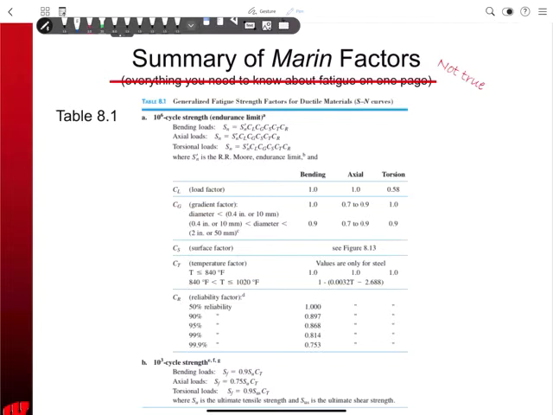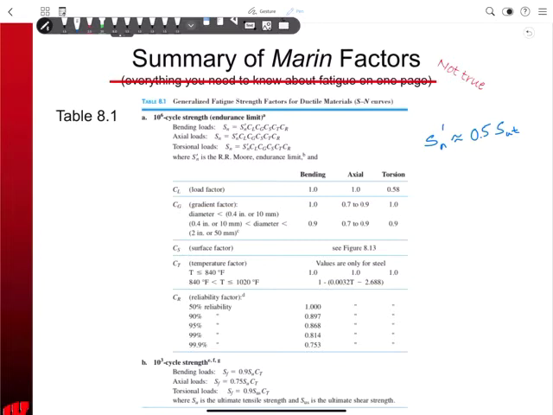Everything you need to know about fatigue on one page? Well, not really. It was supposed to be funny when I typed it, but now it's really not that funny. Basically, a good place to start with endurance strength: S_N prime for most steels is about equal to 0.5 times the ultimate tensile strength. Right, so half the ultimate tensile strength is S_N prime. And then I multiply it by all these factors, right?